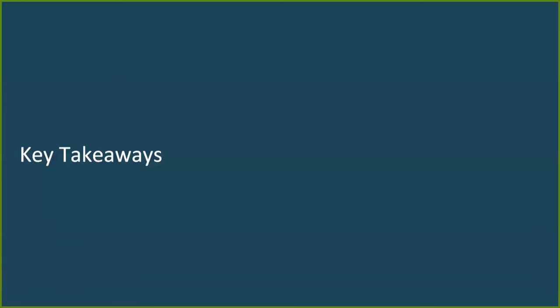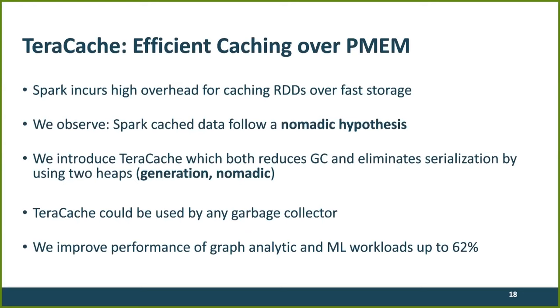So to conclude, we see that Spark incurs high overhead for caching RDDs over fast storage. We observe that Spark cache data follow a nomadic hypothesis, and we introduce TeraCache, which both reduces garbage collection and eliminates serialization cost. And finally, TeraCache improves performance on graph analytics and machine learning workloads by up to 62%. Thank you for your attention. I would like to answer your questions.